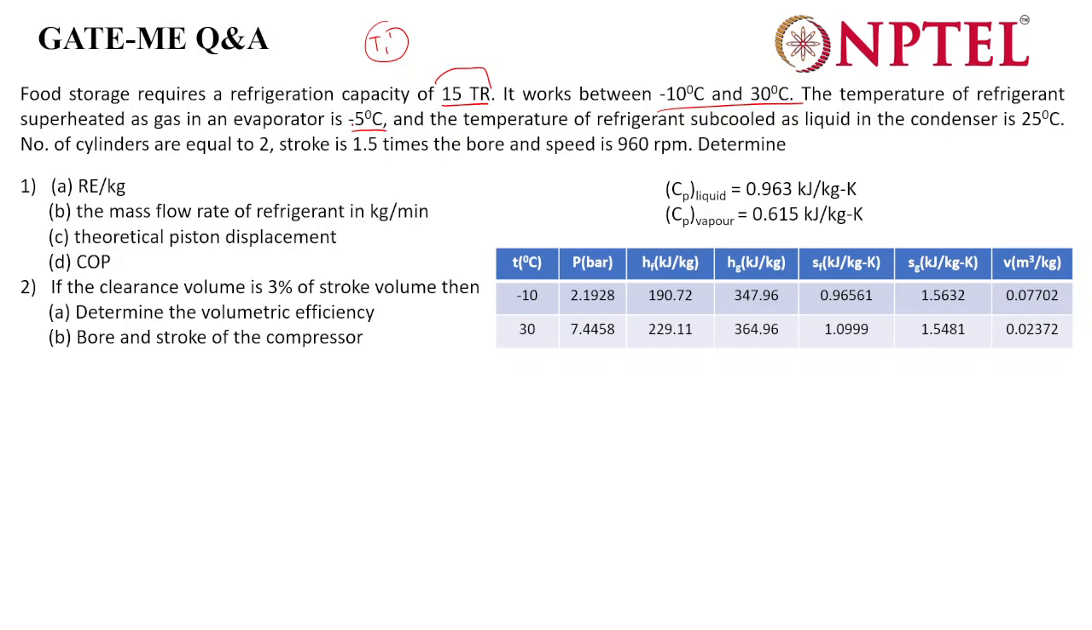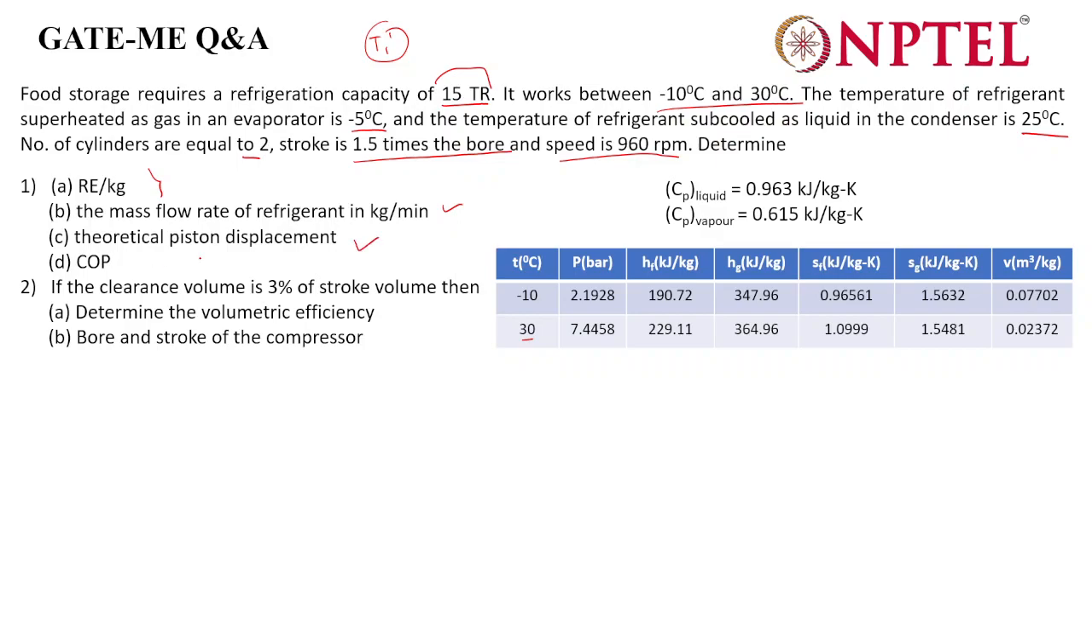Is it clear or not? What is -5 degrees Celsius? Because here T1 is -10, so it is superheated. This value is given. And the temperature of the refrigerant subcooled as liquid in the condenser is 25 degrees Celsius. Here it is 30 and it is subcooled to 25 degrees Celsius. Number of cylinders is 2. Stroke is 1.5 times of bore, and speed is given. Then first you have to find the refrigeration effect, mass flow rate, and theoretical piston displacement.